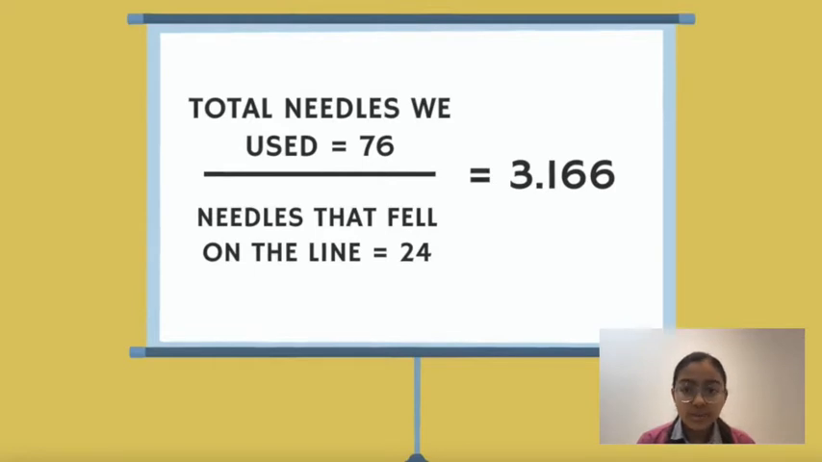This value is very close to 3.14, which is the value of pi correct to 3 significant figures. This experiment can be repeated several times and the average can be taken to obtain more accurate value of pi.